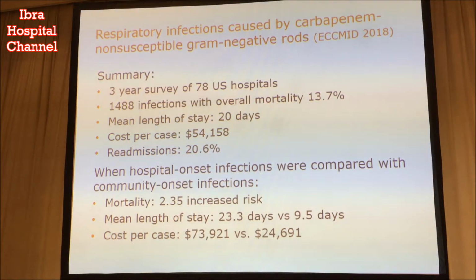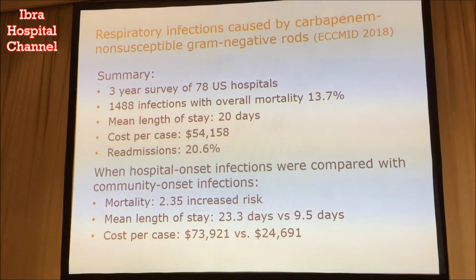For these patients with these carbapenem-resistant pneumonias, the mean length of stay in the hospital was 20 days. The cost per case was over $54,000. And about 1 out of 5 patients had to be readmitted to the hospital after discharge because their condition worsened.